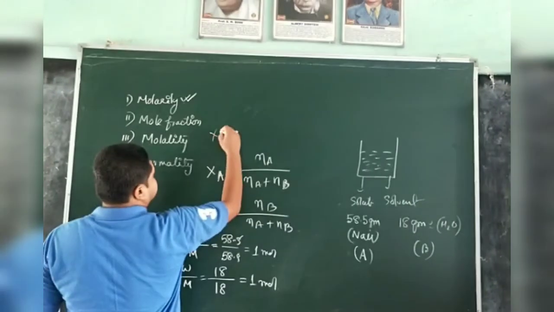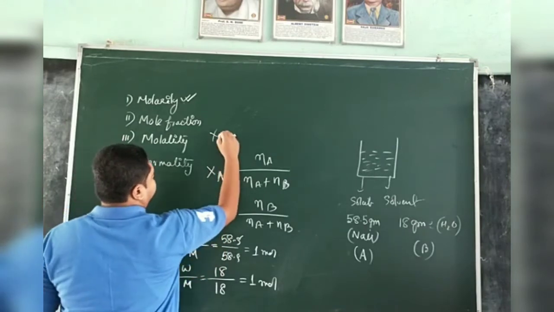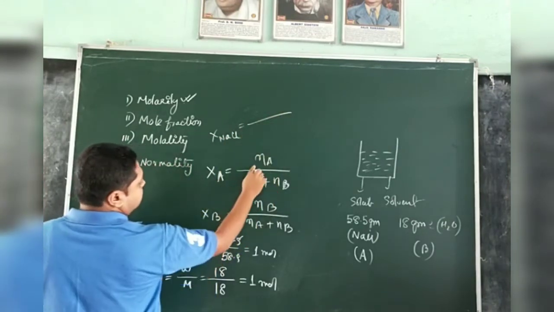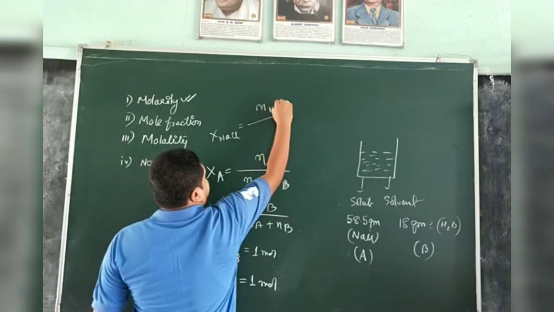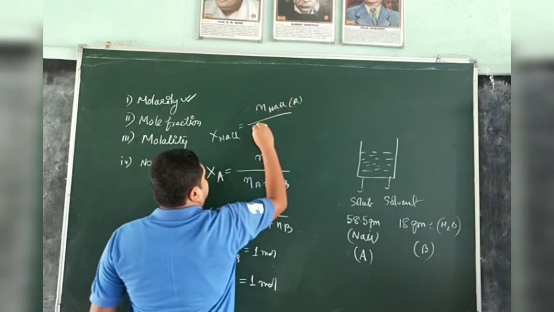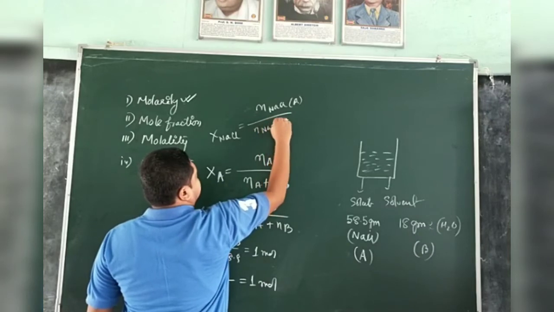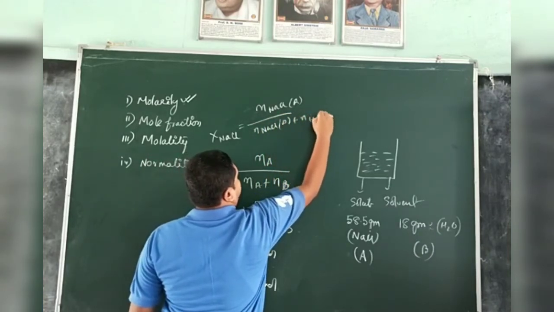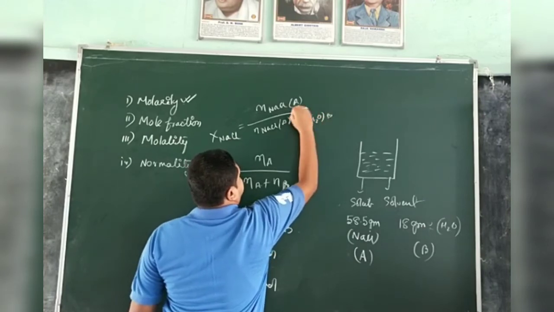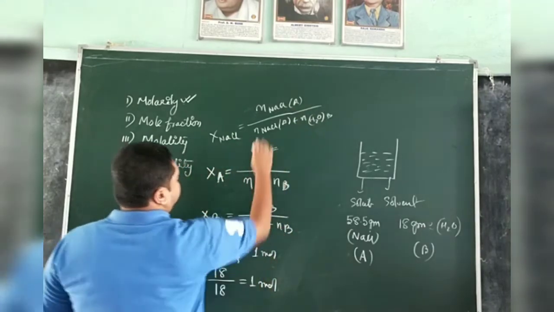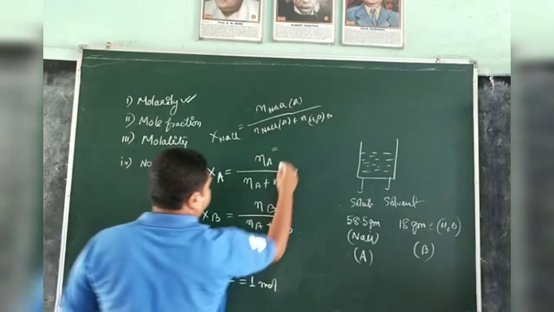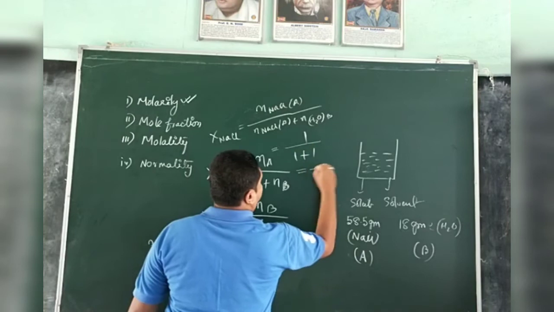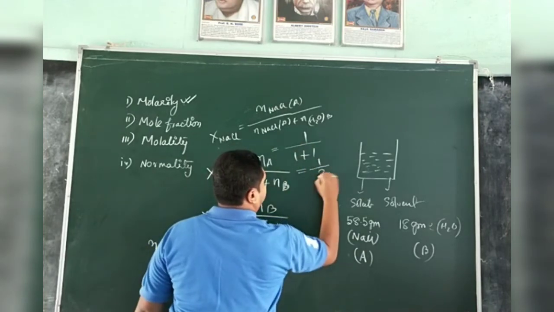So in this equation, XA means what? X of NaCl. X of NaCl is equal to N of NaCl, that means A, divided by N of NaCl, that means A, plus N of H2O, that means B. So put the value of Na: 1 mole, and this one also 1 plus 1. So the mole fraction of NaCl is 1 by 2.